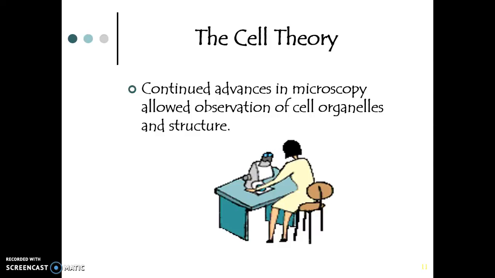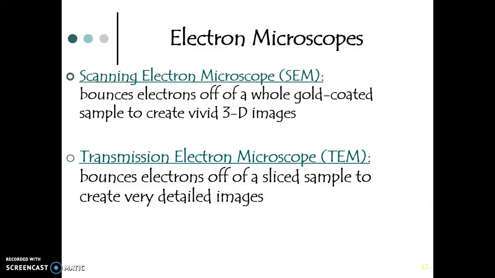But the really good microscopes are the scanning electron microscope and the transmission electron microscope. These let you see the smallest pieces inside of the cell. Unfortunately, they cost tens of thousands of dollars, so we won't get to use them, but you can look up pictures on the internet and see all kinds of pictures that you can get from these.